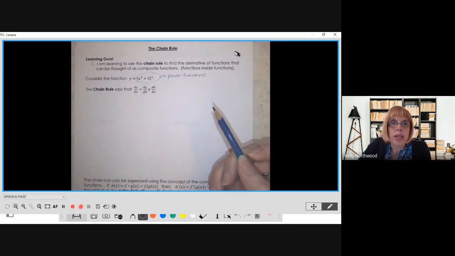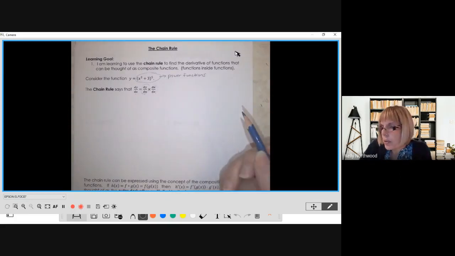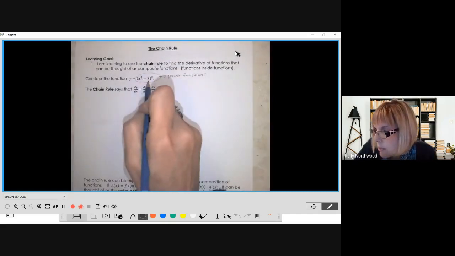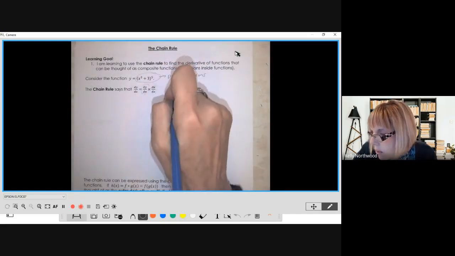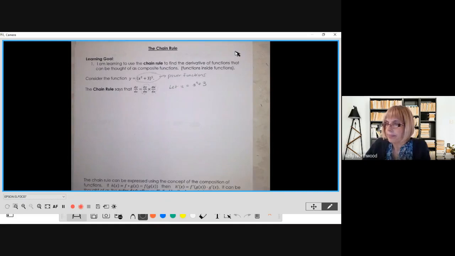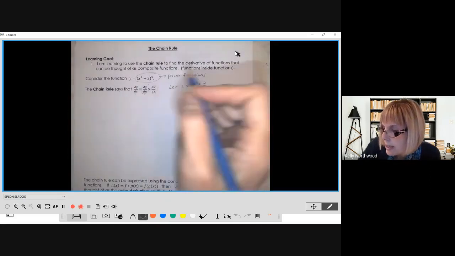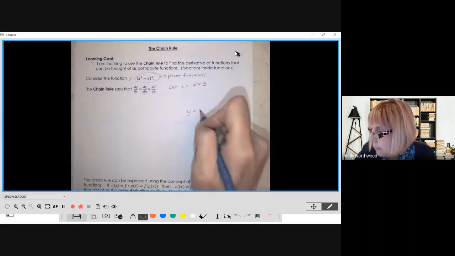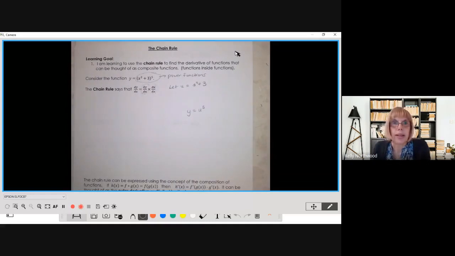So we're going to look at it with a u substitution, and then we're just going to look at it in general because we don't want to do a u substitution every time we do a question like this. But to introduce the rule, it's good. So if I look at this, y equals x squared plus 3 to the 5th, I could let u equal x squared plus 3, which means that y would equal u to the 5th. Is everybody good with that? If I let u equal x squared plus 3, y would be u to the 5th in that case. Makes sense? Okay.